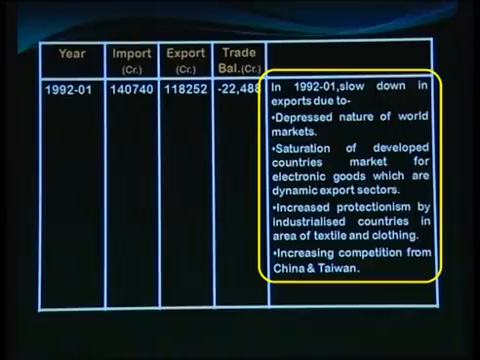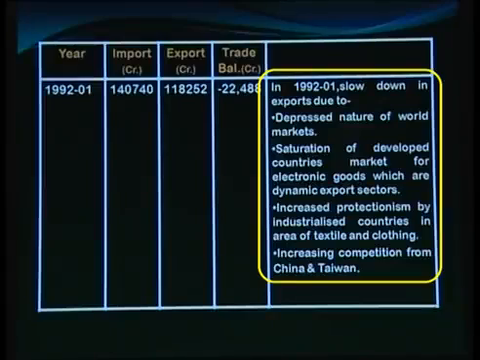In 1992 to 2001, the slowdown in exports and higher imports was due to the depressed nature of the world market, saturation of developed countries' markets for electronic goods, which are dynamic export sectors, increased protectionism by industrialized countries in areas of textile and clothing, and increasing competition from China and Taiwan.